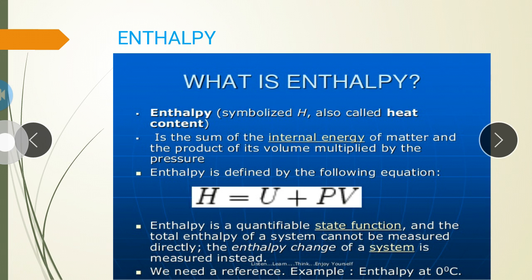Enthalpy is defined by the following equation: H is equal to U plus PV. Sometimes it is indicated with P delta V. So enthalpy is a quantifiable state function. And the total enthalpy of a system cannot be measured directly. The enthalpy change of a system is measured instead. Okay, so enthalpy change of a system can be measured. So we will see the things in the next slides.